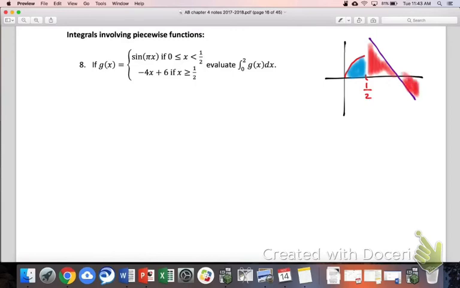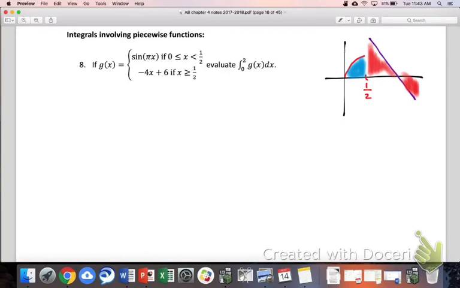So when you think about trying to evaluate this, what strategy do you think we're going to have to do? We're going to have to split them up, right? Because we got two totally different functions here. We got intervals going on. We're going to need to split this up. So we could split it up like this.